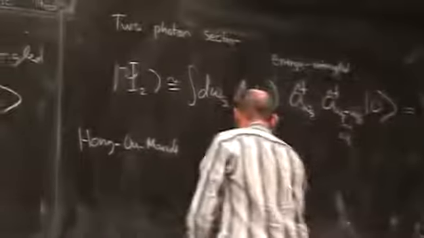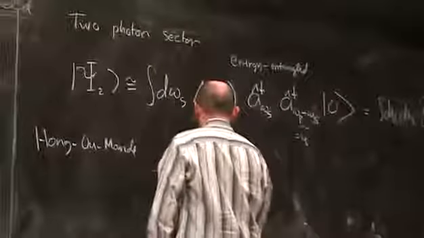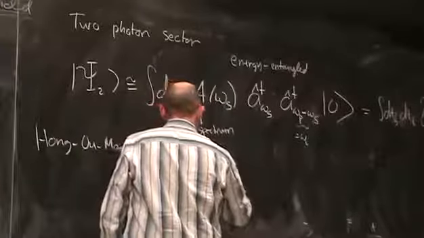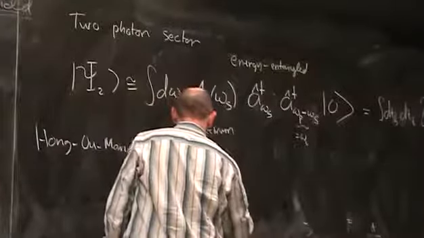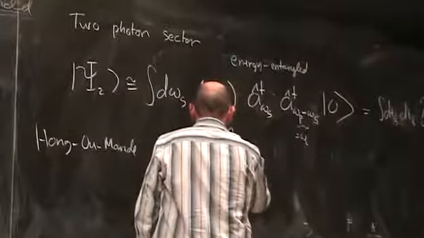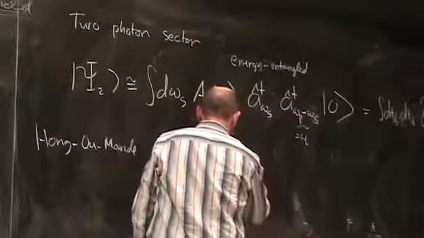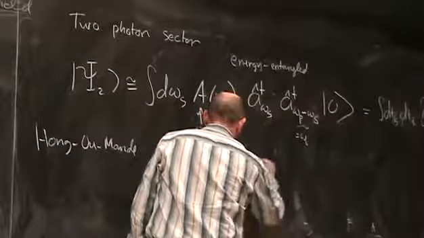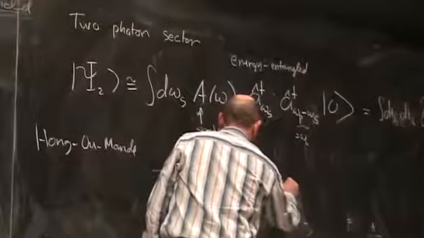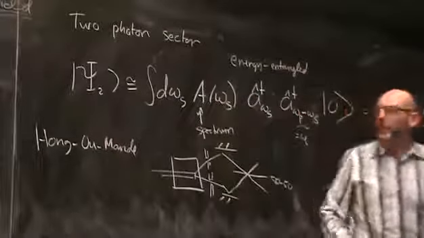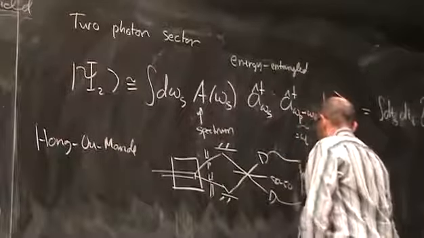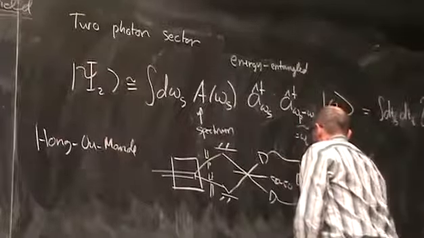What was done in the Hong-Ou-Mandel experiment was to take this kind of crystal, put these apertures here, define your signal and idler photons, and then bounce them back onto a beam splitter, a 50-50 beam splitter. And then have detectors and coincidence counts.